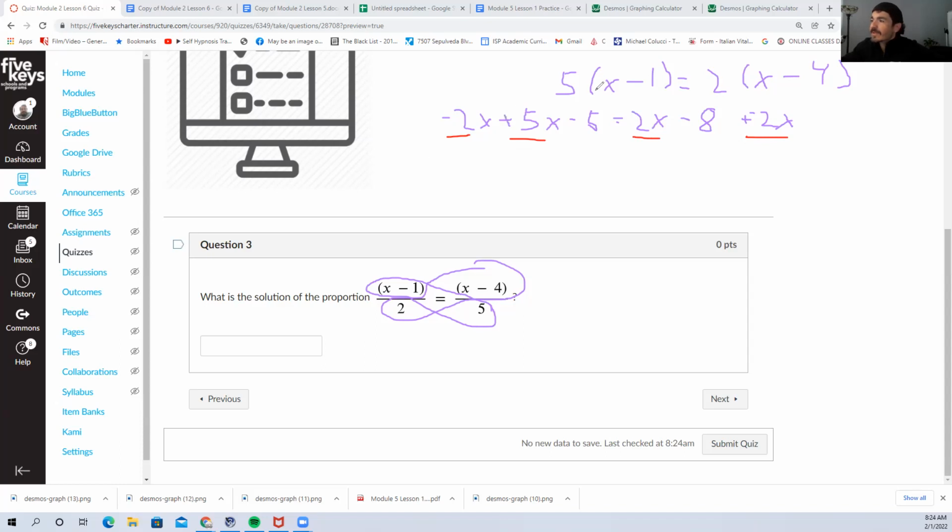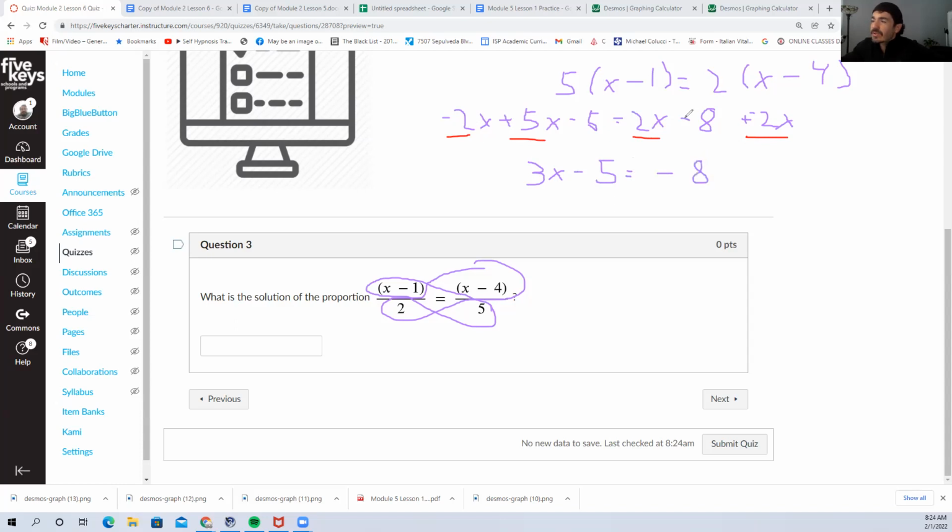Plus. Why plus? Because this is a positive 5x. What's negative 2x plus 5x? As positive 3x. Minus 5 equals -8.